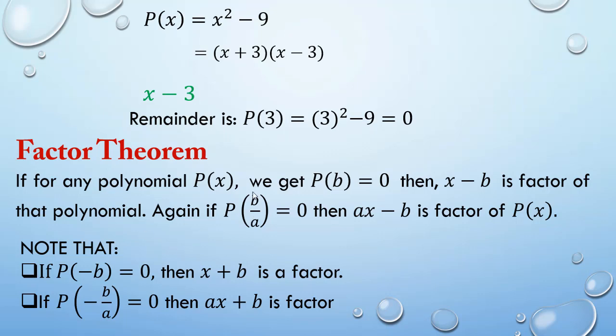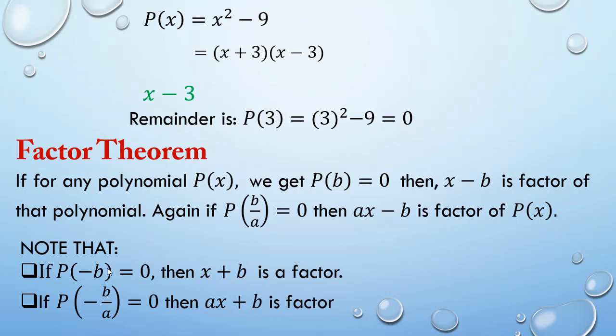Again, if p of b by a is equal to 0, then ax minus b is a factor of p of x. If ax minus b is the divisor, then we know how to calculate the remainder. P of b by a will be the remainder, and if the remainder is 0, of course it's a factor. Okay, here's the factor theorem.